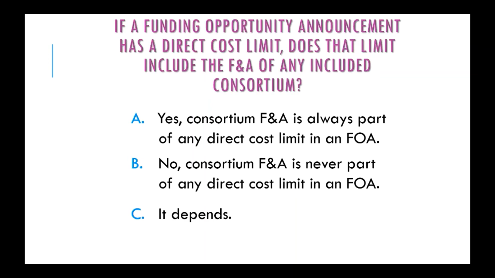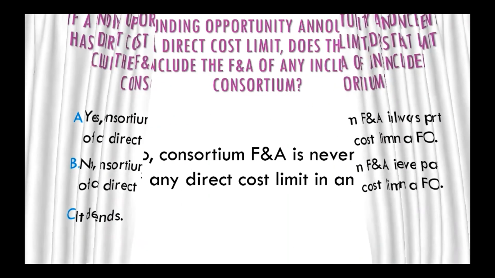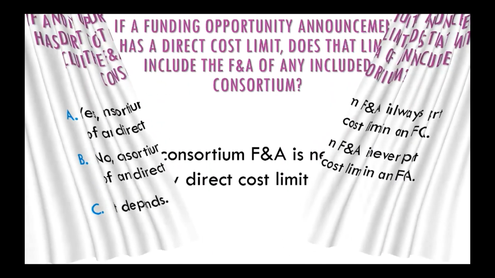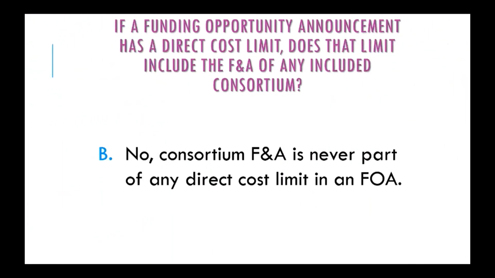So a number of you looked at the "it depends" that I gave you and think that that's the answer to everything, and it's not. This is why it's so important to look at the specifics that are outlined in the grants policy statement. Would you go to the next slide, please? Let's stop the poll. A lot of people said yes, and the answer is no, consortium F&A is never part of any direct cost limit in an FOA.